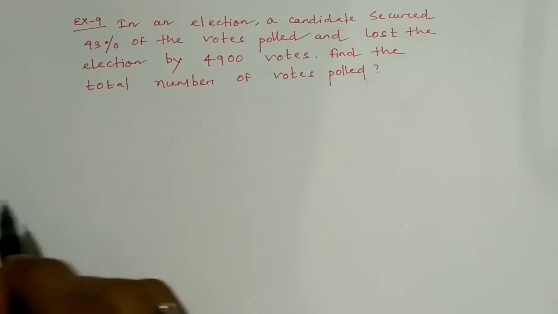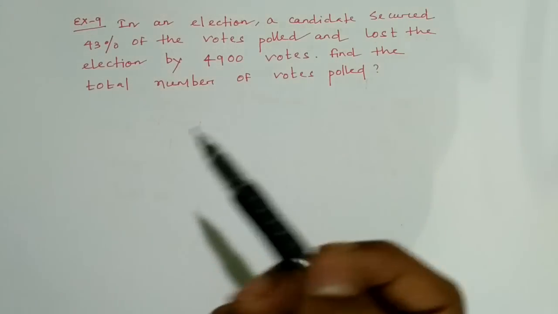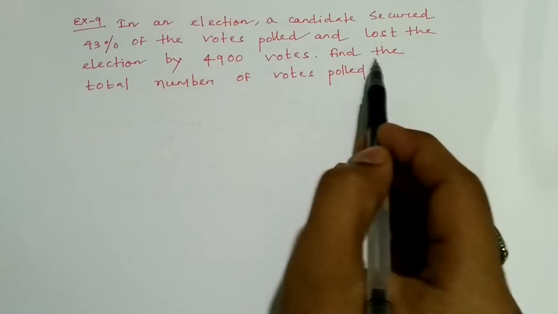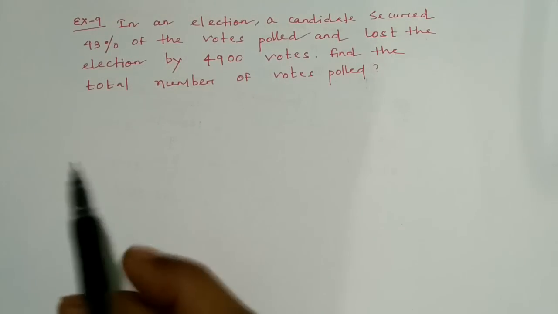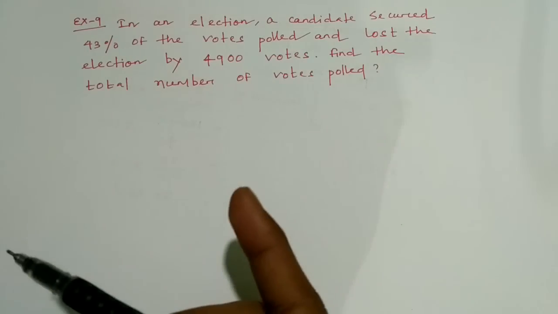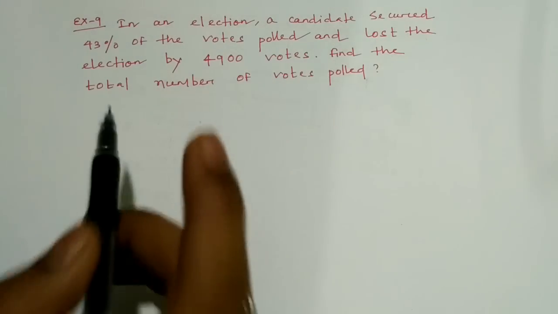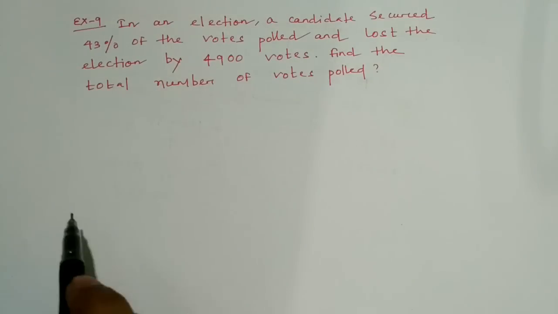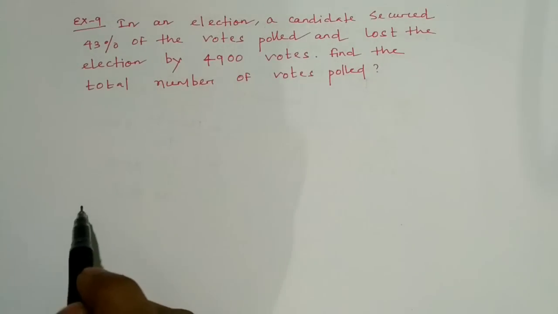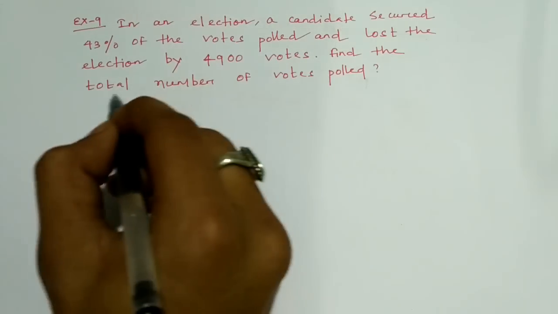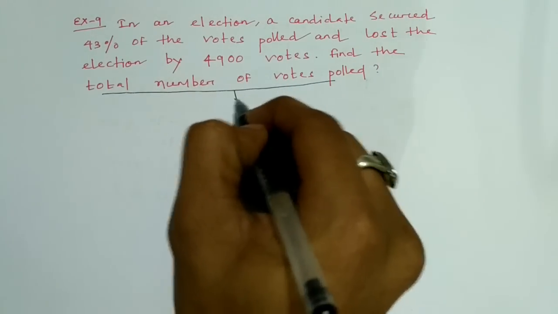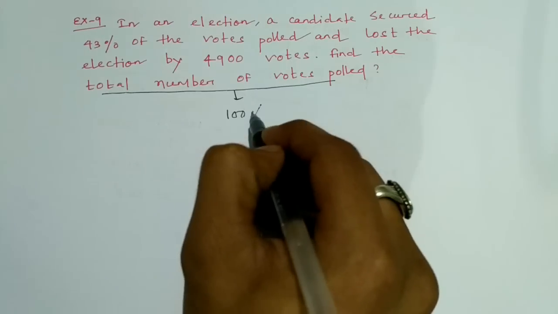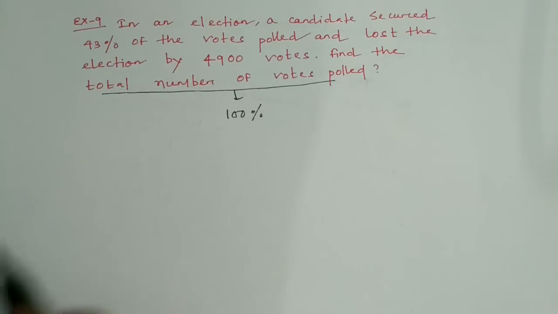So in this type of question, listen friend, if it says find the total number of votes polled, what is it that we actually have to find? Let it always be X, or we can say 100%. In this question, taking 100% is quite easier than taking X as the value. So let the total number of votes polled be 100%.